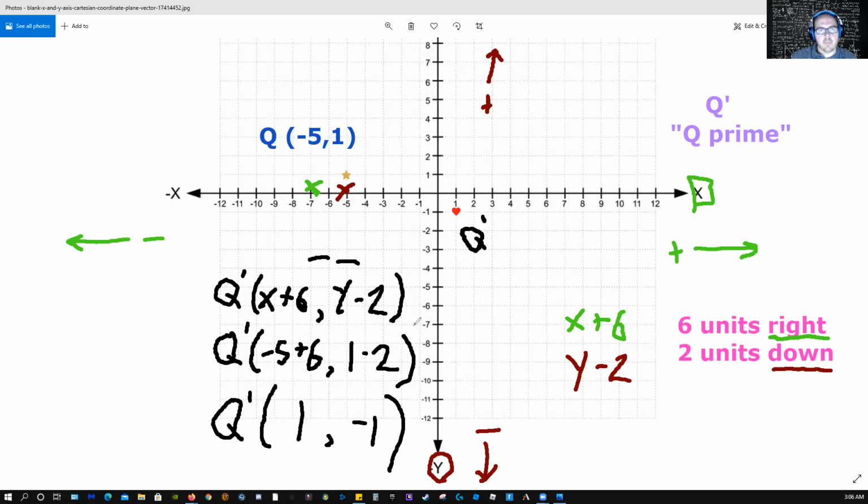The most important thing is this understanding right here. What did it mean to go 6 units right and 2 units down? As soon as you hear the words right or left, you have to know that those are x terms. Going right or left, that is the x-axis being messed with. If you read the words up or down, then we're talking about the y-axis. Okay, that is the most important thing. Let's go back to our problem.